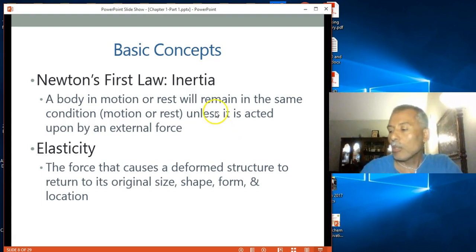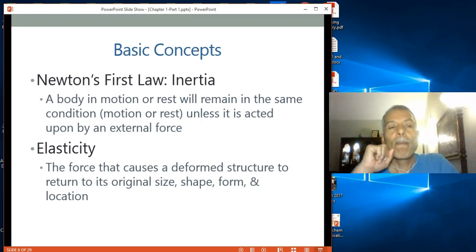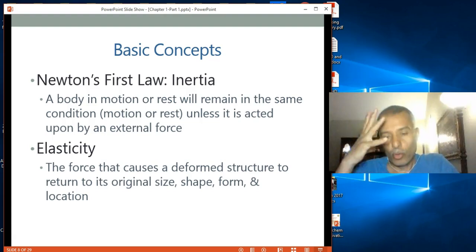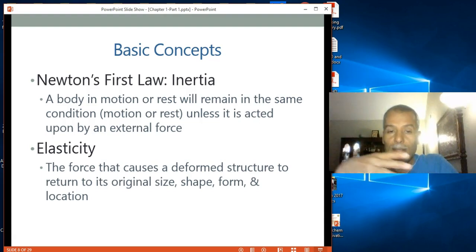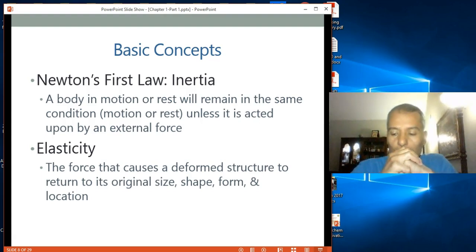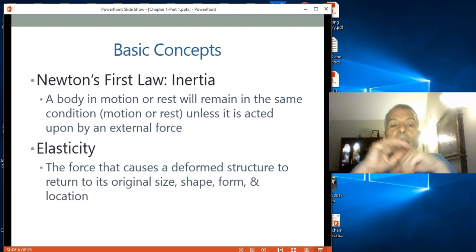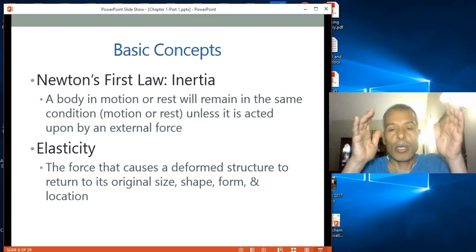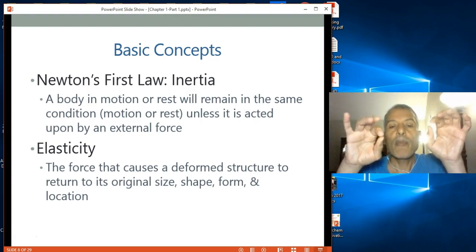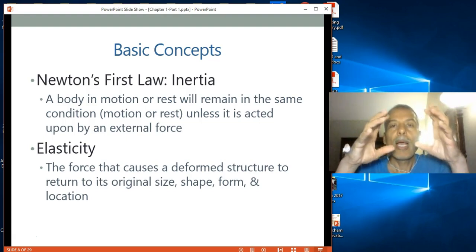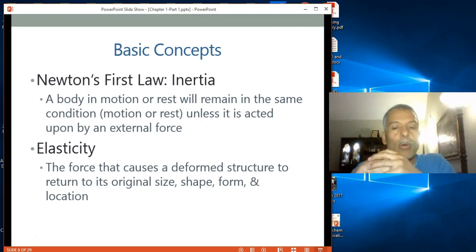Elasticity is an extremely important concept. Elasticity is something that we can never live without. Your body, when it starts to lose elasticity, that means you are getting old. Elasticity is the force that causes a deformed structure to return to its original size or original shape or original form and its original location.